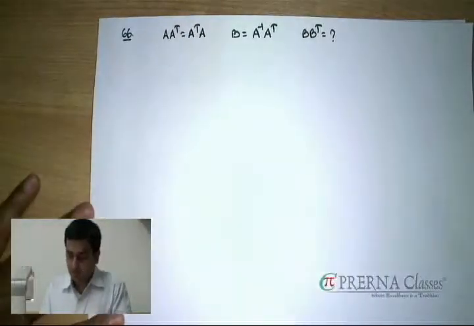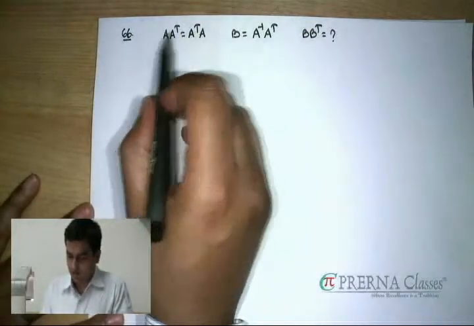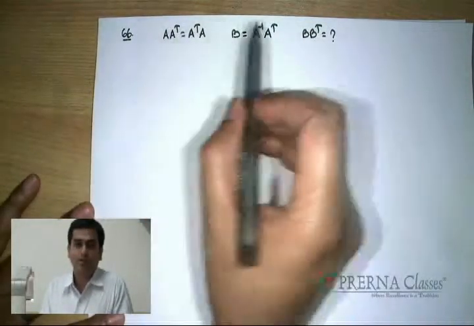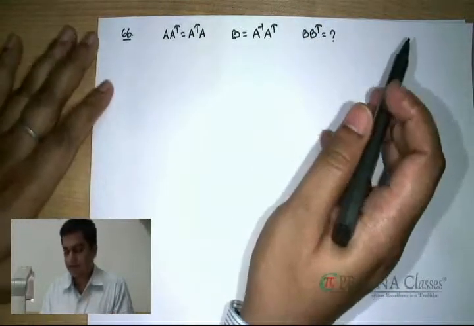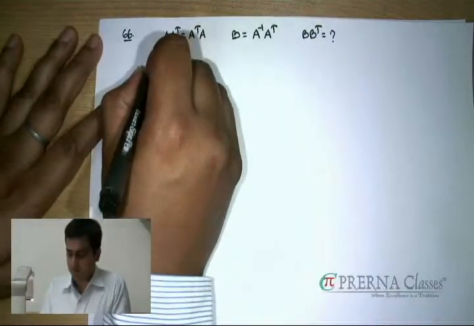Fine, the next problem is related to matrices. It's given that A is a 3 by 3 orthogonal matrix, and on the basis of which a matrix B is defined, and you have to figure out the value of BB transpose.